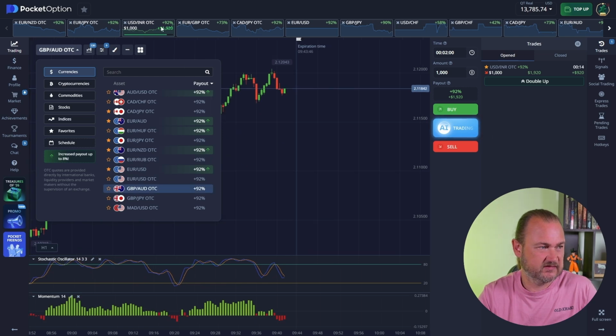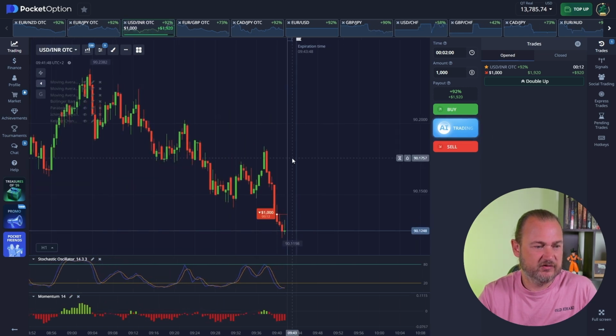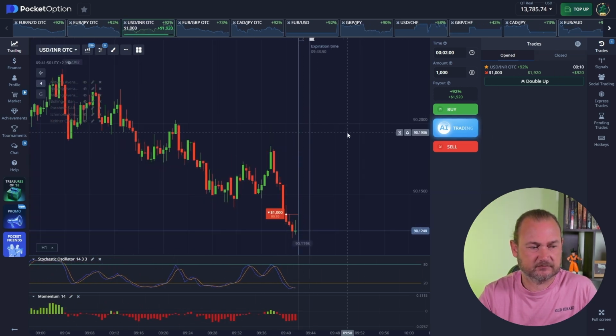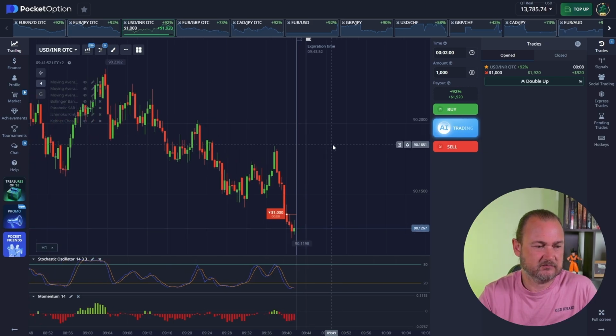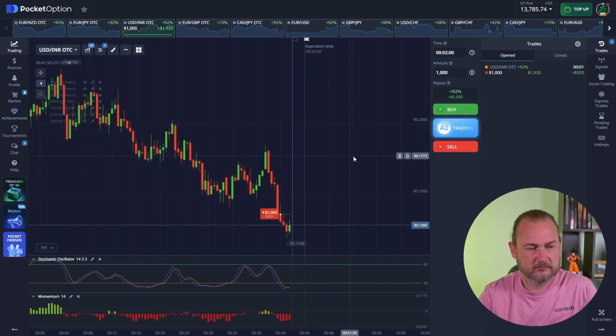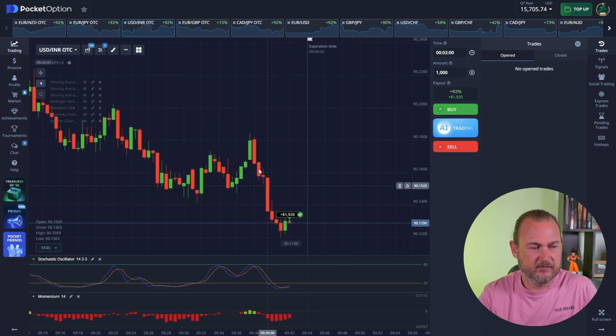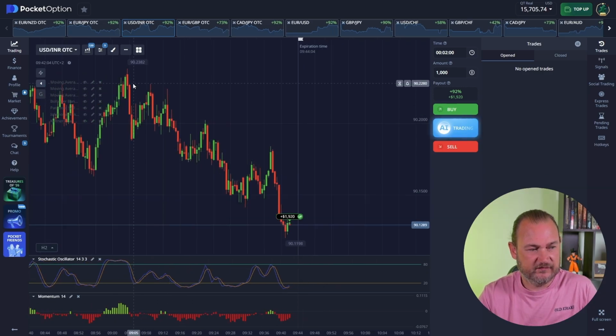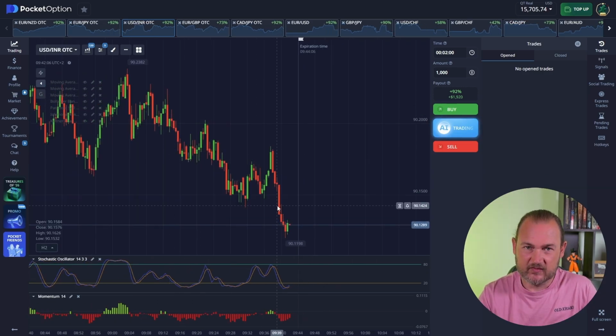We've got 15 seconds now. Let's go back to it. We do have 15 seconds left on this. 10 seconds now before this trade closes, and we'll see what happens. There we go. Good trade. I went with the direction of the current move.